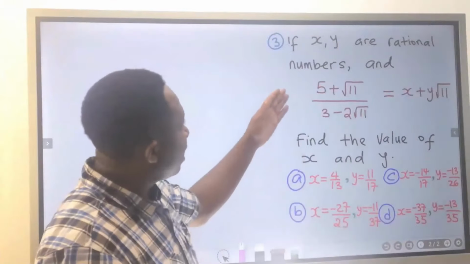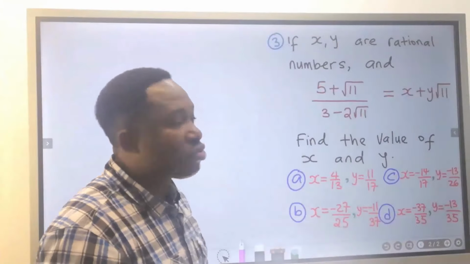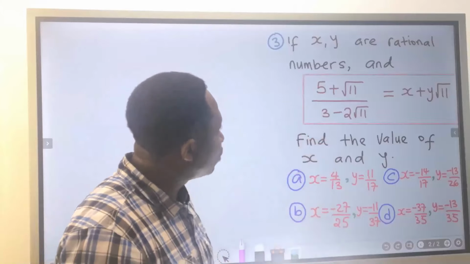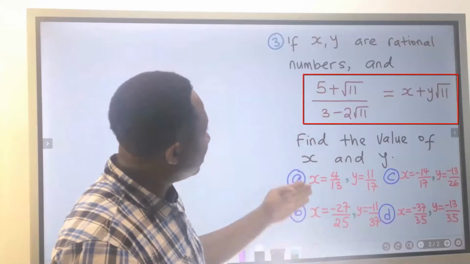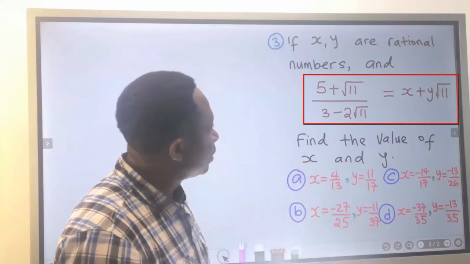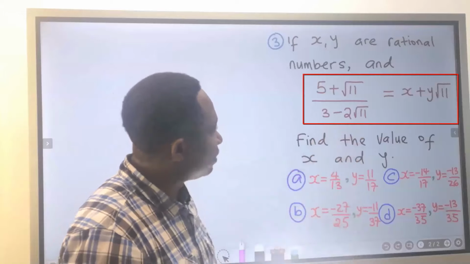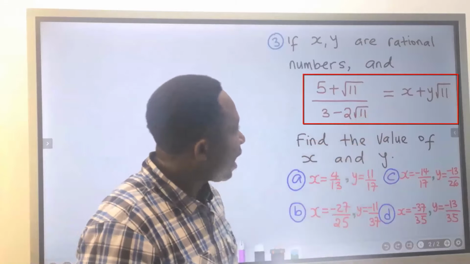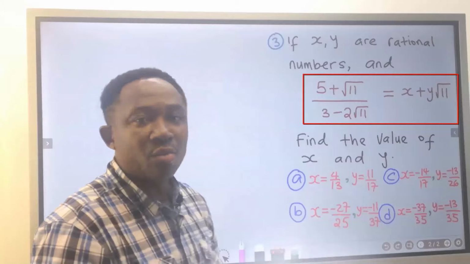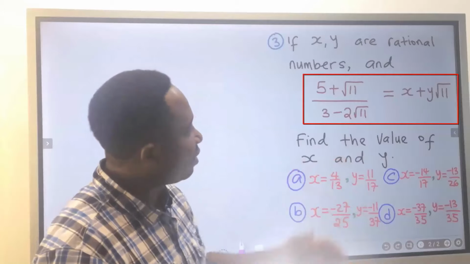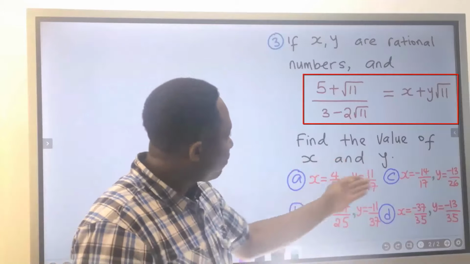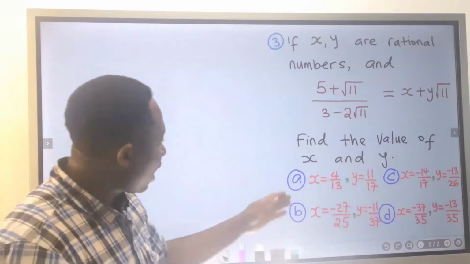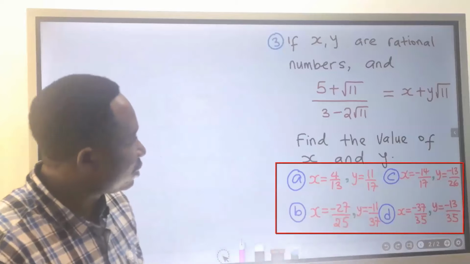If x and y are rational numbers, and 5 plus the square root of 11 divided by 3 minus 2 multiplied by the square root of 11 is equal to x plus y multiplied by the square root of 11, find the value of x and y. Here we have 4 options.